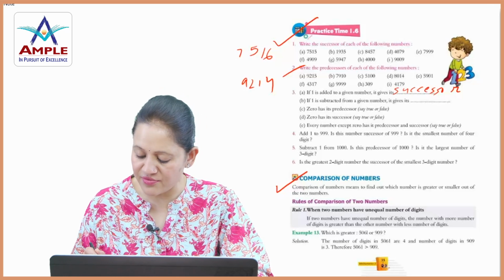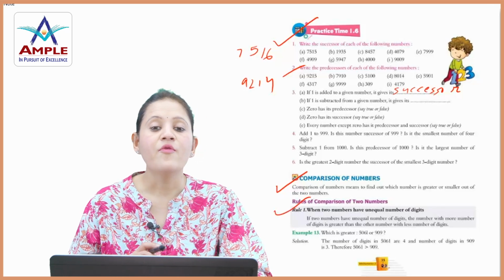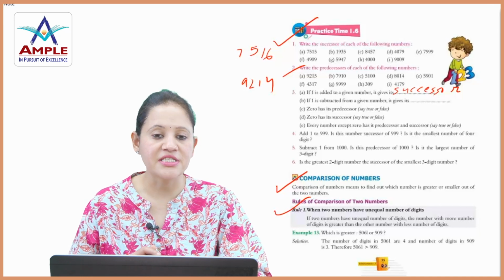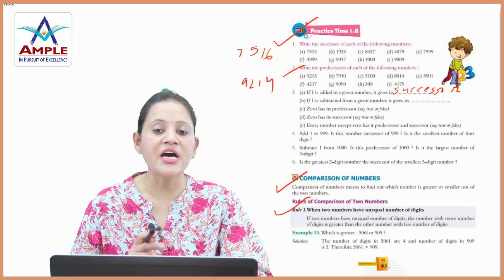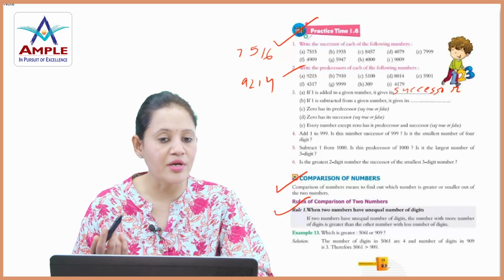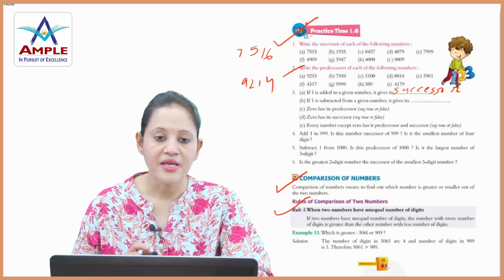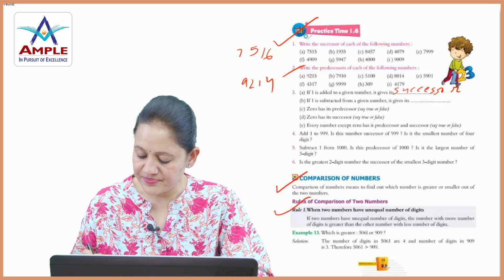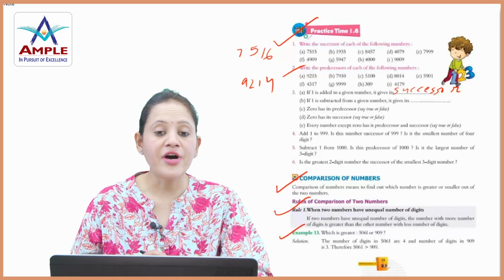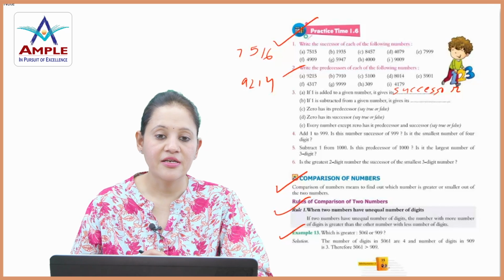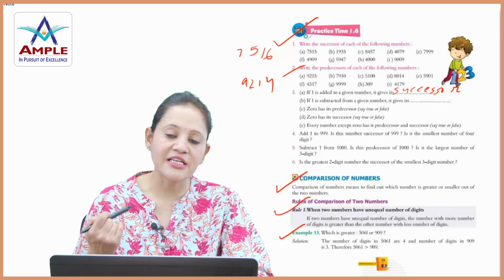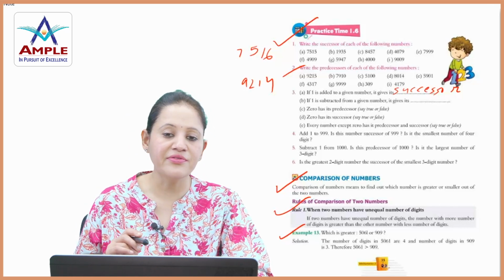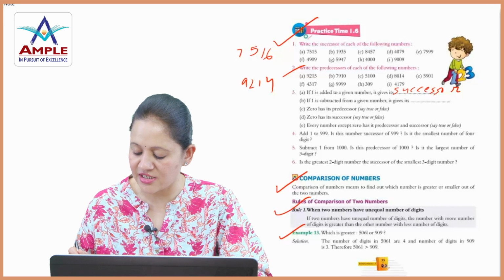Rules of comparison of two numbers. Rule number 1: when two numbers have an unequal number of digits, the number with more digits will be greater than the other number. For example, which is greater, 5061 or 909? The number of digits in 5061 is 4, and in 909 is 3. A 4-digit number will be greater than a 3-digit number. So, obviously 5061 will be greater than 909.